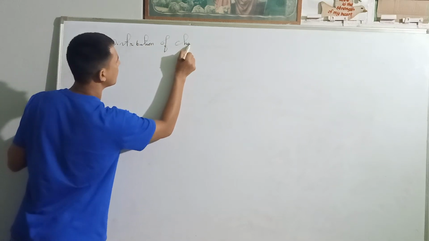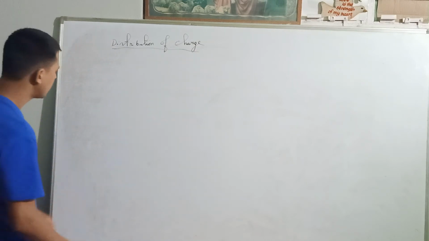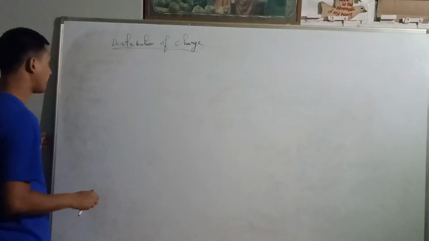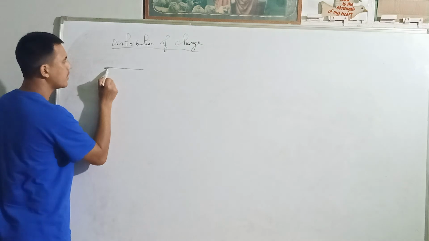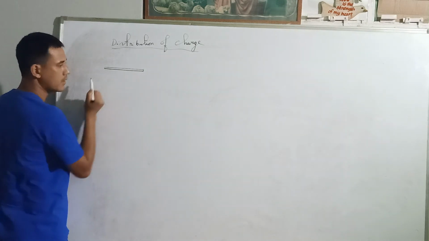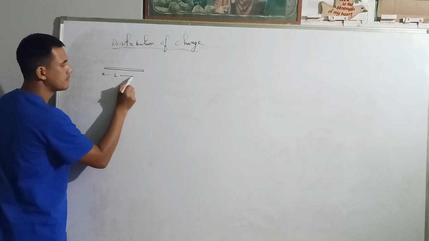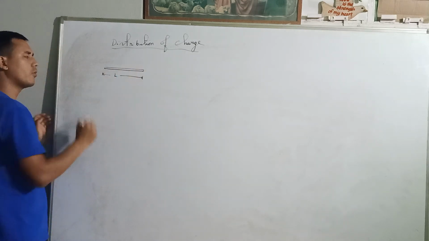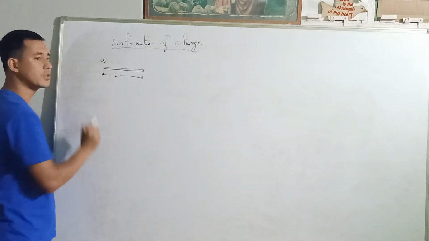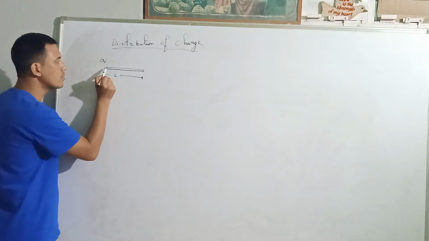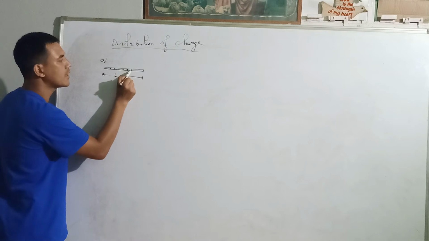Distribution of charge. This is what we have to see now. Let's say like this. Consider a body in the form of a rod of length L. So we have a body in the form of a rod of length L. Now this rod has a total charge Q. Then this charge Q will be uniformly distributed along the entire length of this rod.